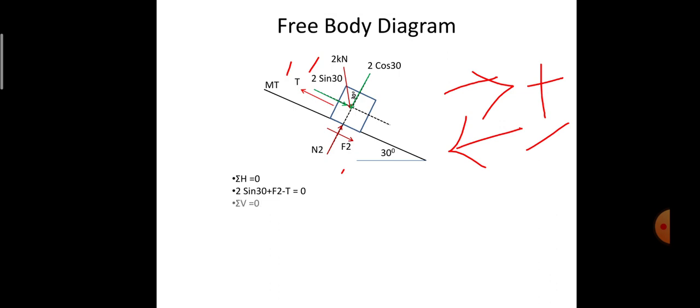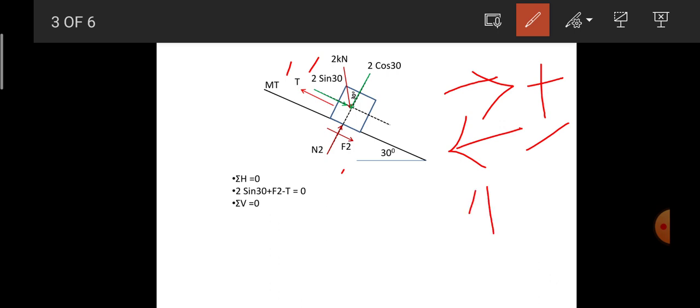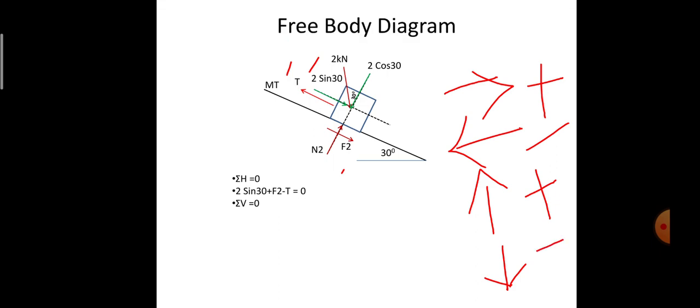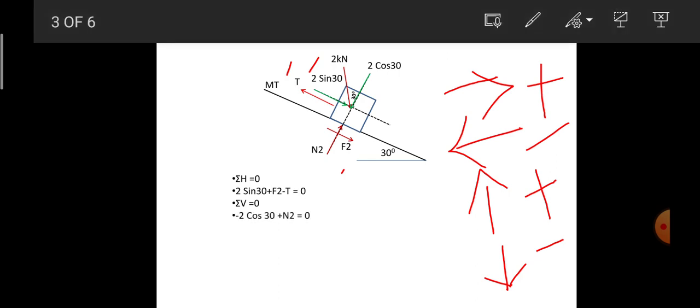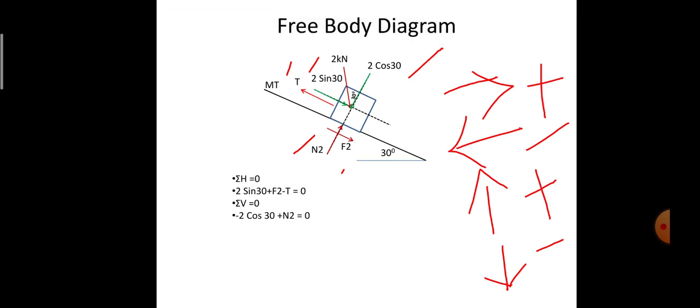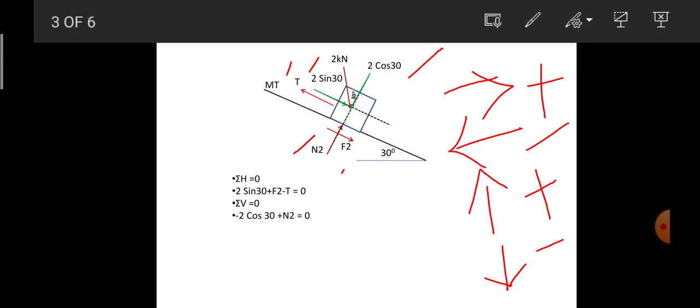Next is sigma V. The summation of all the vertical forces is equal to 0. While solving this equilibrium condition, the sign convention is that upward force is considered positive and downward force is considered negative. Here I have the forces in the vertical direction as 2 cos 30, which is going in the downward direction, and N2, which is going in the upward direction. So 2 cos 30 going downward becomes negative, minus 2 cos 30, and N2 going upward is positive. So I have N2 minus 2 cos 30.